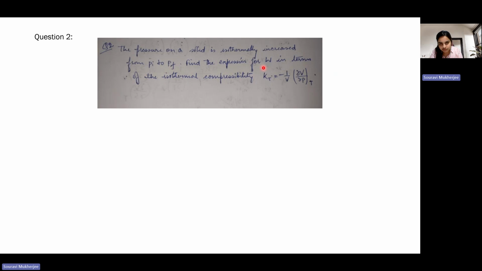Now, what do you mean by work done? We know work done is nothing but PdV, right? For a process where pressure and volume changes are involved, we know that work done is given as PdV, right? Now, in that expression, you have to somehow use the compressibility. So what can you do?